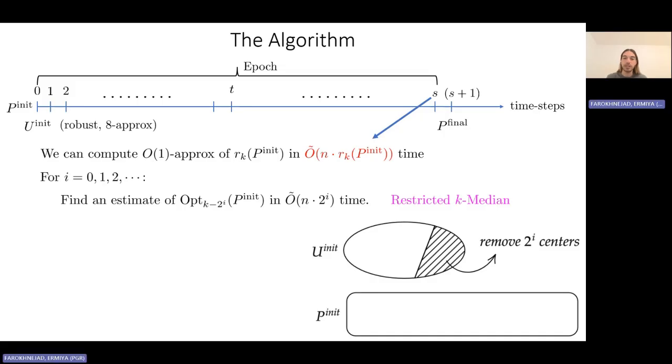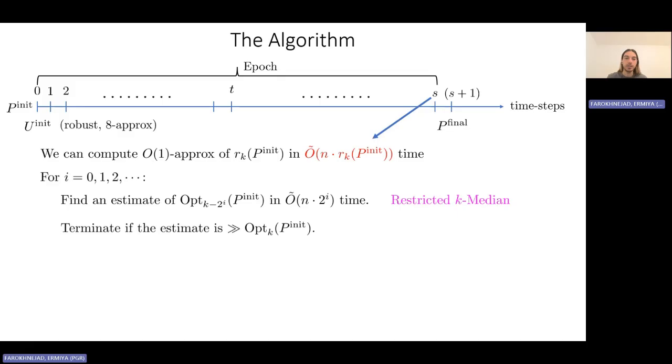So because of the projection lemma, there exists a subset of this, which is also a subset of this, of size k-2 to the I, which is a constant approximation of optimum k-2 to the I. With restricted k-median, we can have an estimate of this value, optimum k-2 to the I. Now we can stop this process whenever this estimate is way larger than optimum k-median. Assume that we have stopped at iteration I star.